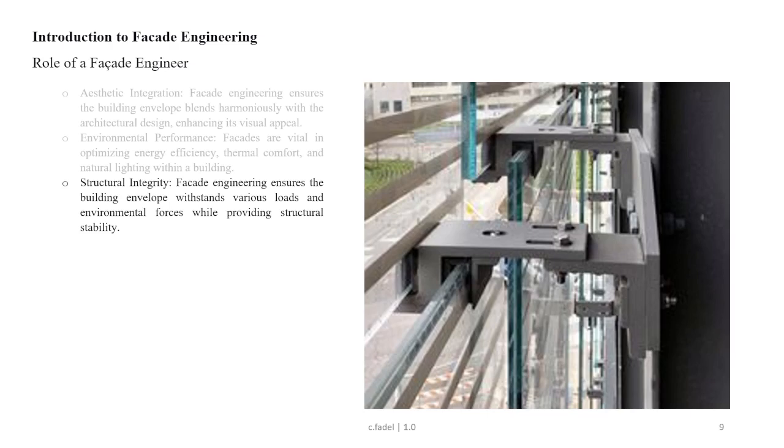Therefore, the facade engineer should analyze and calculate the structural capacity of the facade components to ensure they can safely support these loads and maintain structural integrity. They have to consider the material strength, connections, and load transfer mechanism to provide a stable facade system.